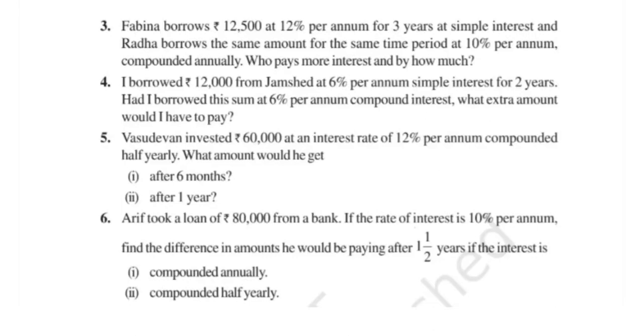Now see question number 5. Vasudevan invested rupees 60,000 at an interest rate of 12% per annum compounded half yearly. What amount would he get? First one, after 6 months. Okay.